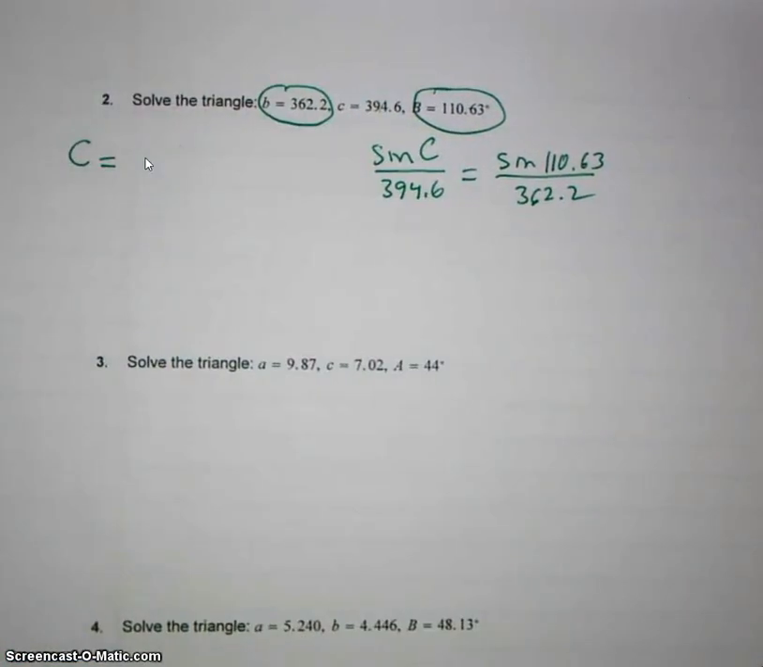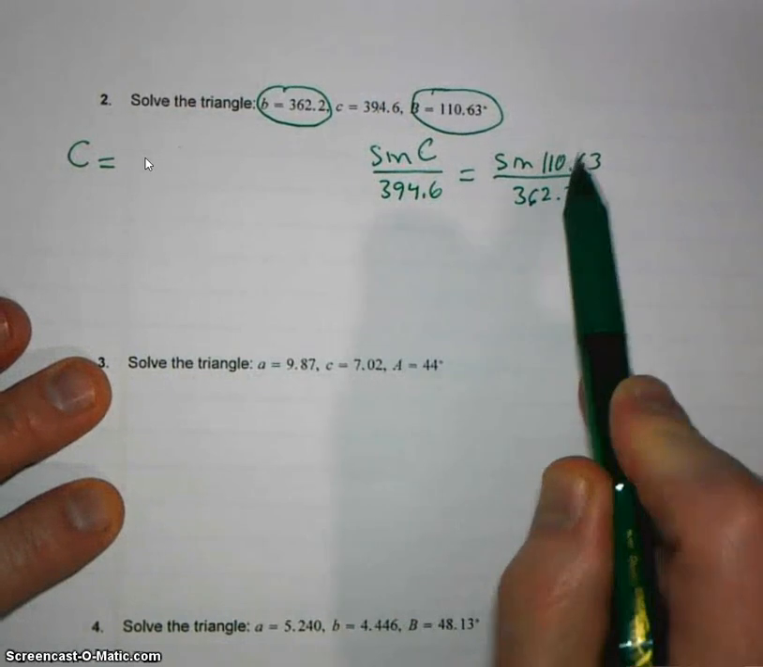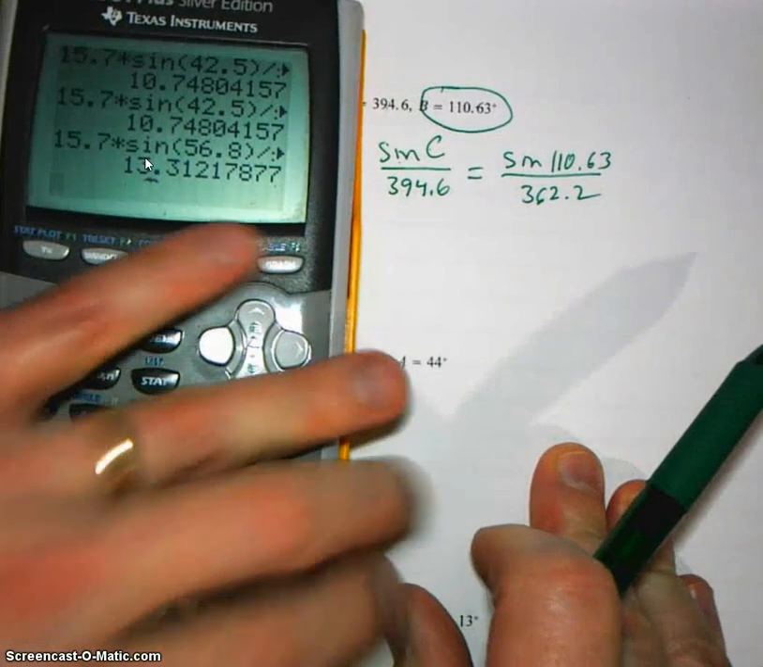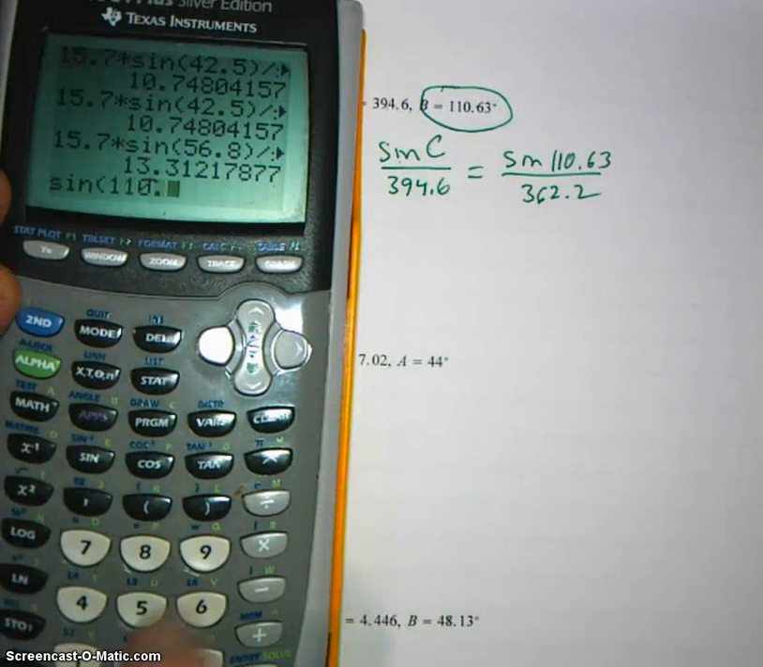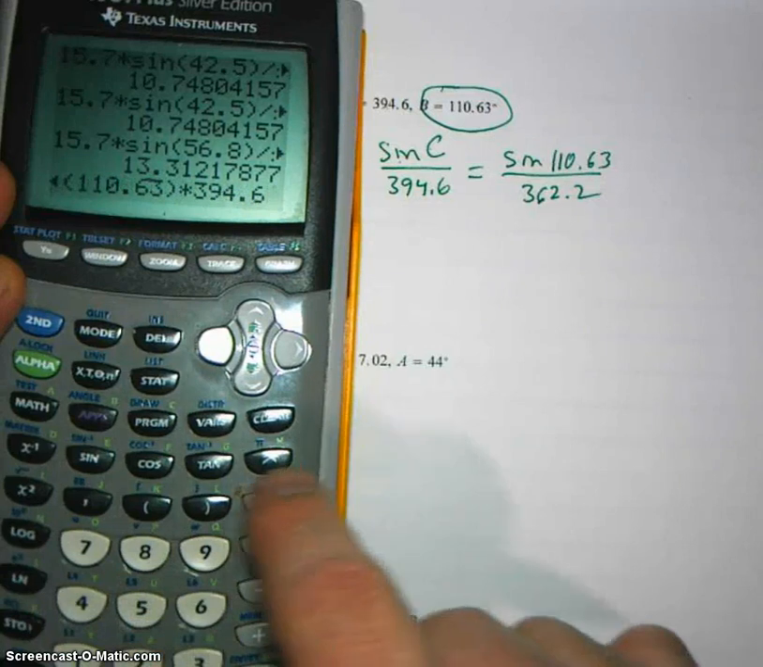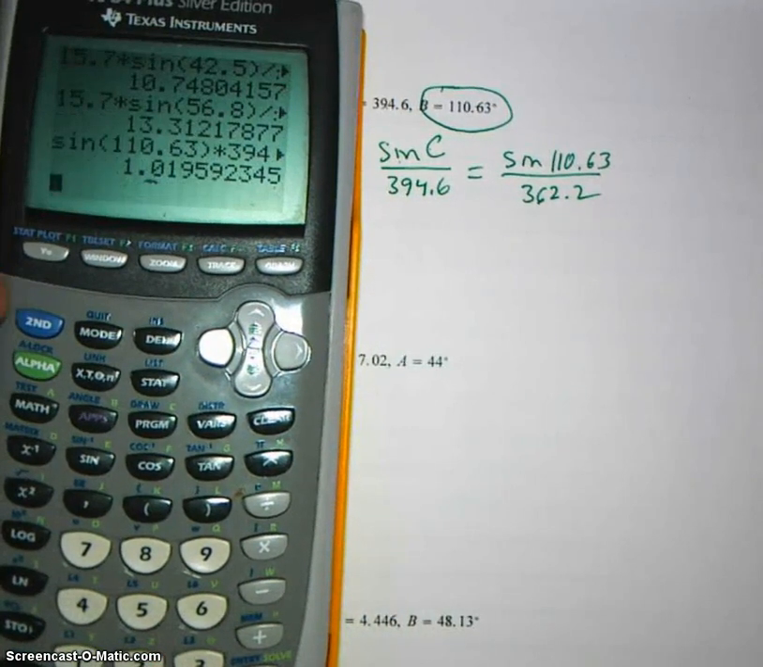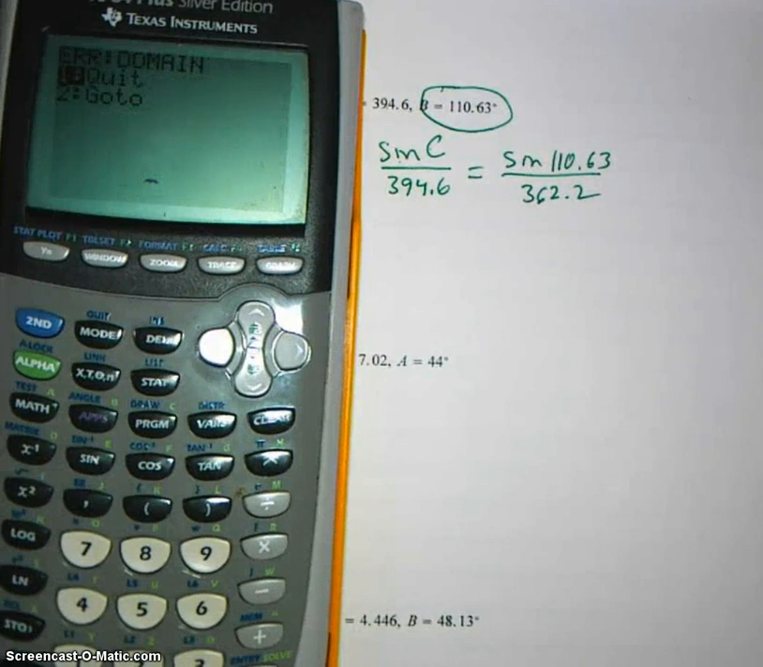All right, so notice to get the big C, I've got to multiply by the 394.6, and then I've got to get rid of the sine by doing the sine inverse. And again, I recommend you don't write any of this on your paper. I recommend you just use your calculator. So I'm going to have sine 110.63, multiply by 394.6, and then divide by 362.2, get that answer, and then do sine inverse of that answer. And you get error domain.